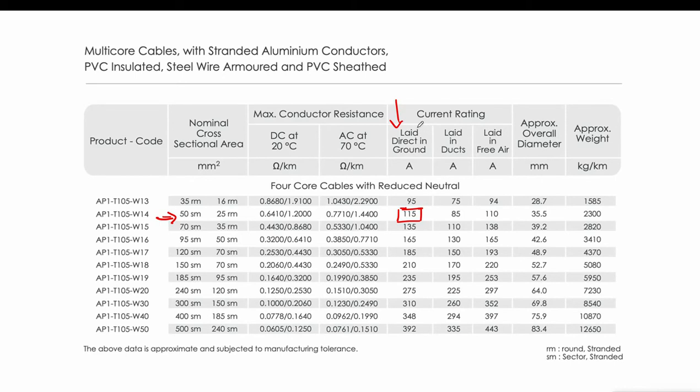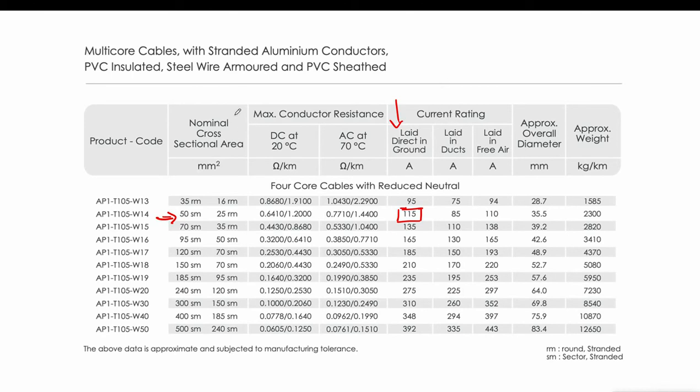No, because there are factors called derating factors or correction factors, and these factors are used to correct the base current rating to get the absolute current rating. These factors are based on the installation environment. According to the installation environment, you will get different correction factors or derating factors. You have to multiply your current rating by these factors to get the absolute current rating.